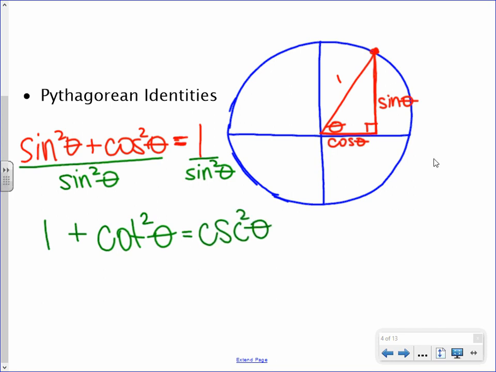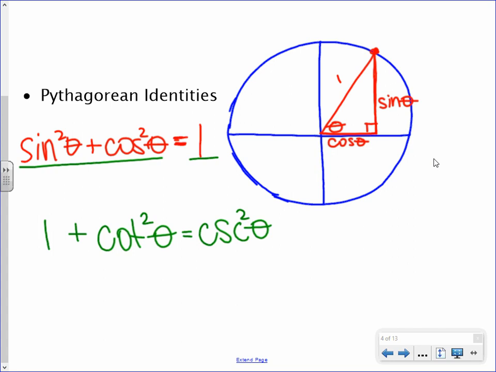Write this down. 1 plus cotangent squared theta equals cosecant squared theta. That's your second Pythagorean identity. You can either memorize it or, well, it's going to be in your best interest to memorize it, because I don't know if you want to take the time every single time you need it to divide both sides by sine squared of that first one.